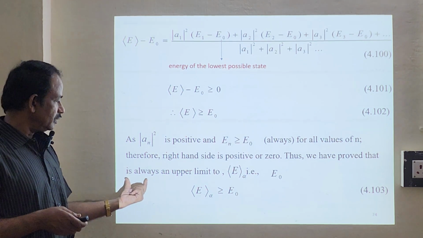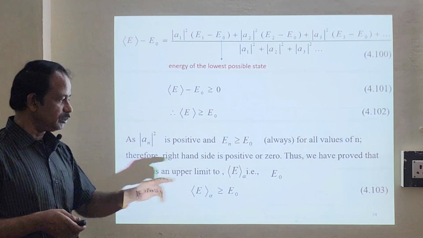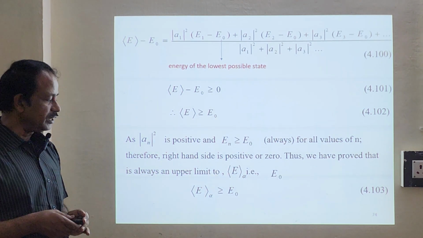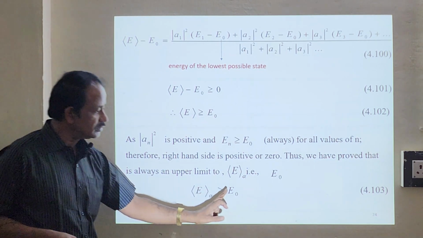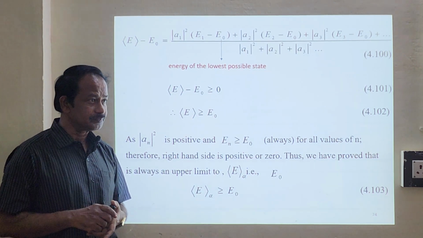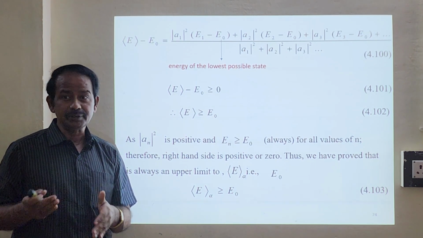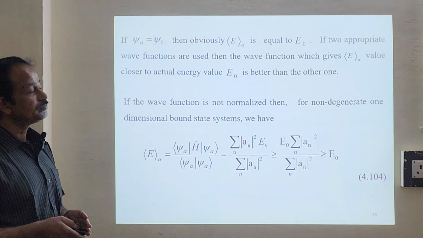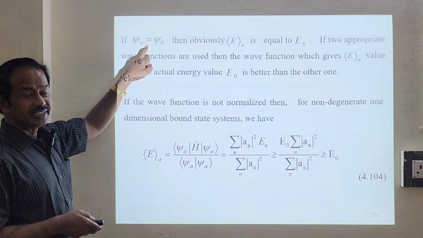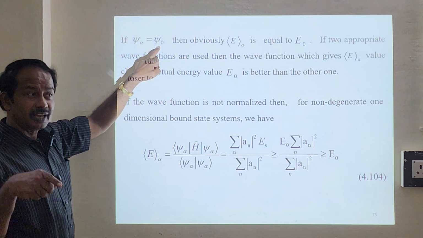Thus we have proved that there is always an upper limit: the energy E with respect to alpha will be greater than or equal to E naught. E naught is the energy for the true system, and E of alpha is the energy obtained from the guessed wave function. Okay? Is it okay?